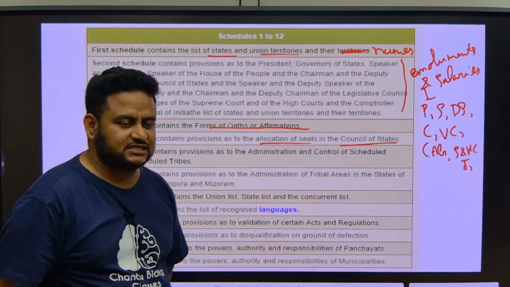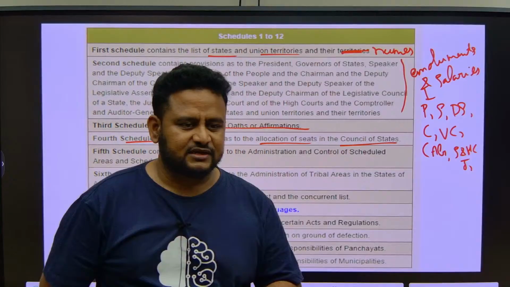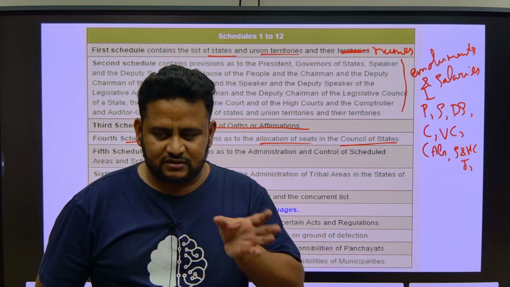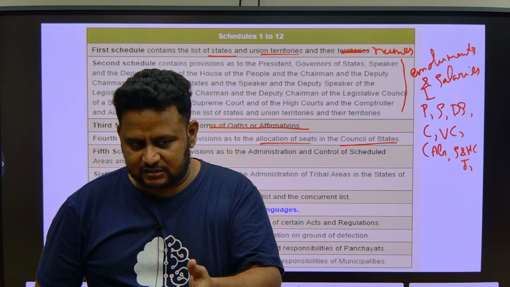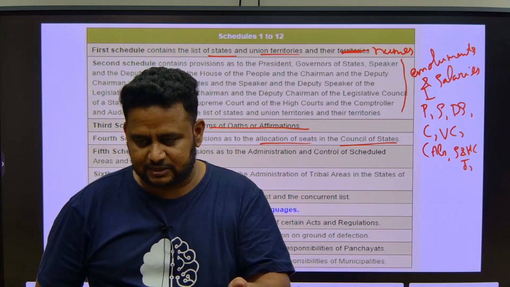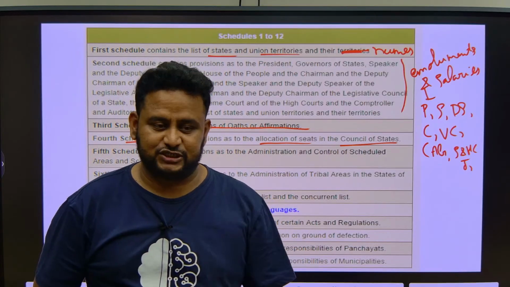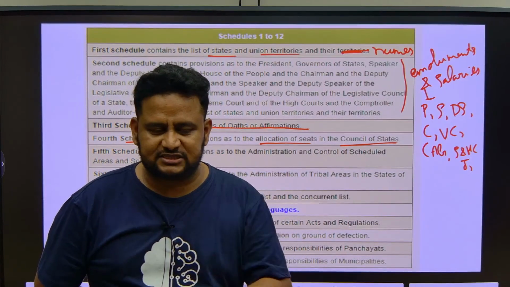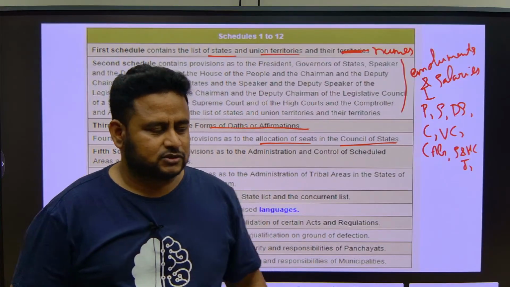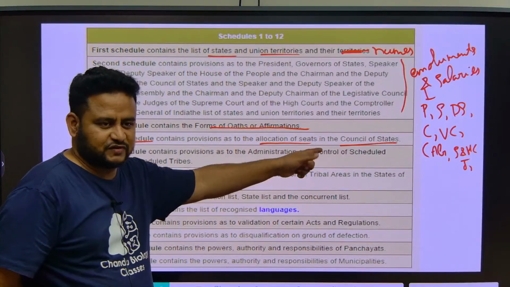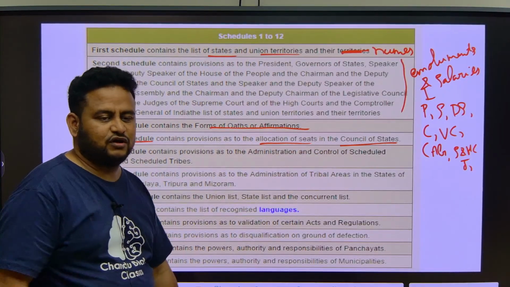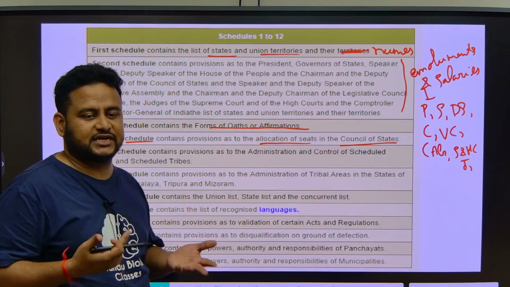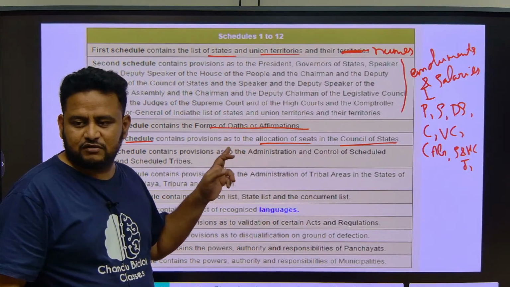For Council of States, Rajya Sabha, from each state a fixed number of seats are allocated. For Telangana, a separate number of seats. For Uttar Pradesh, Karnataka, Kerala, separate numbers of seats. How is it allocated? Based on the population. If the state has more population, more seats are allocated to that state. Less population, fewer seats in Rajya Sabha. Instead of Rajya Sabha, they have used the words Council of States. So how many seats are allocated to Rajya Sabha is spoken of in the fourth schedule.